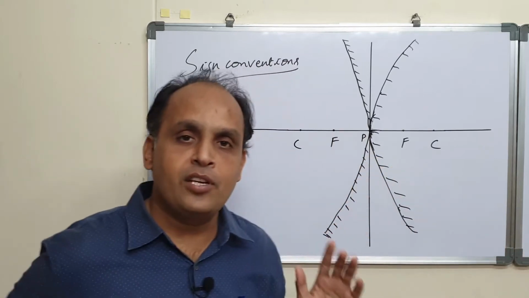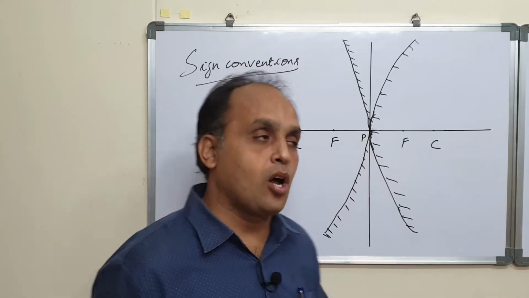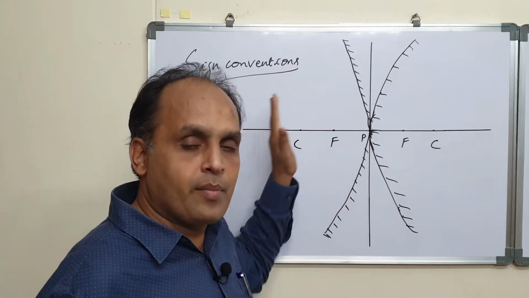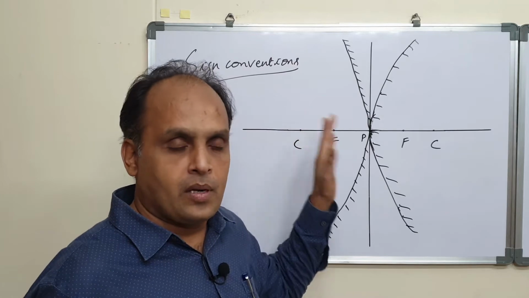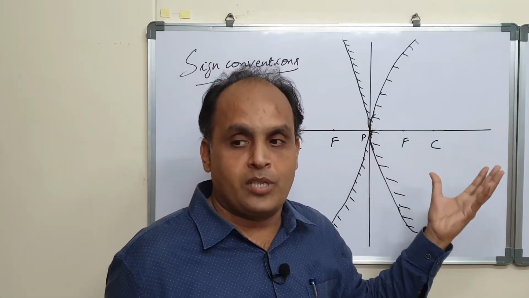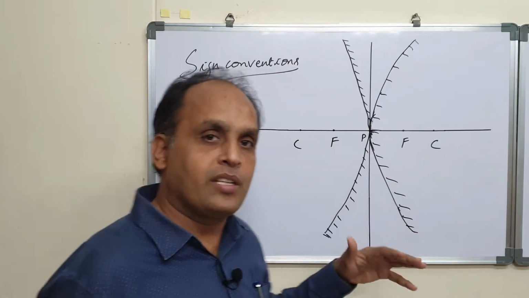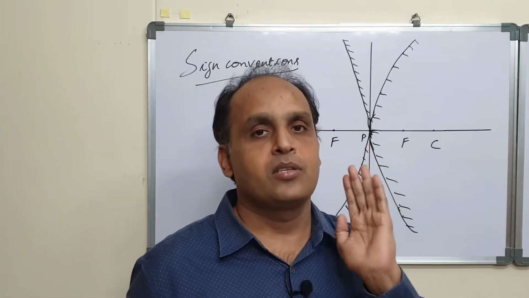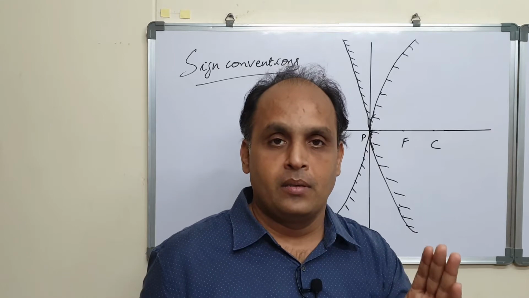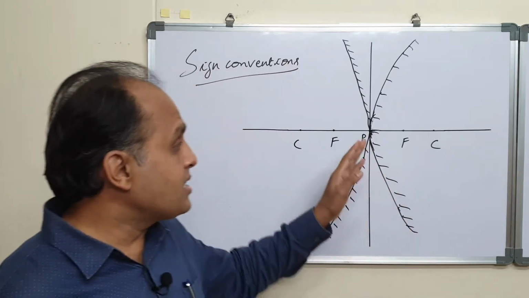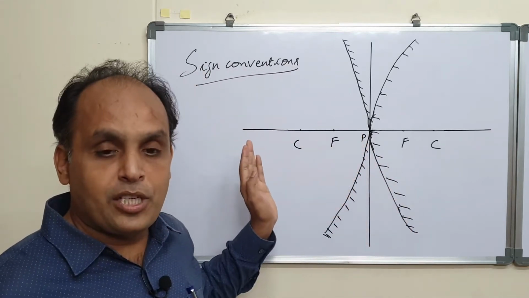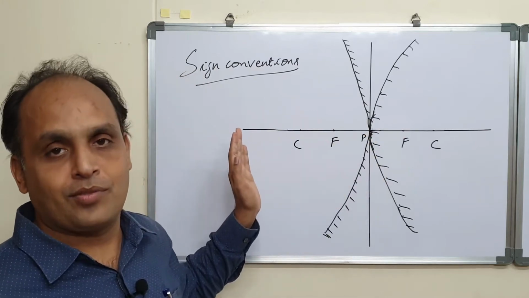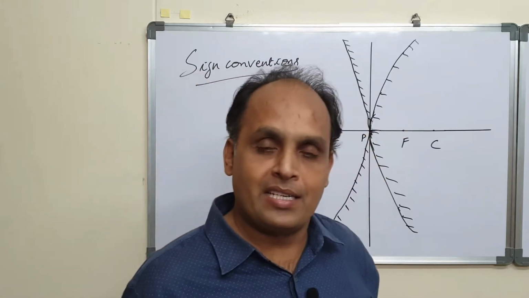We should always keep in mind that the object is always placed on the left of the mirror. When we place the object on the left of the mirror, we know that the rays of light come from the left of the mirror, because for us the object is the source of light. So all the distances are measured from the pole parallel to the principal axis. That's how we take it.